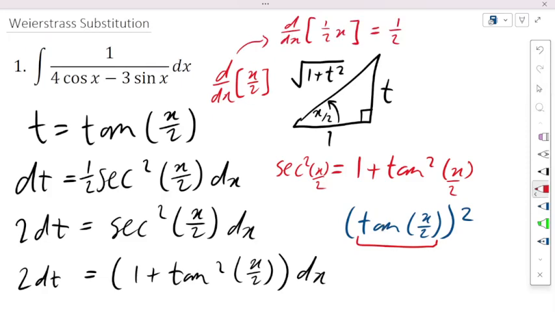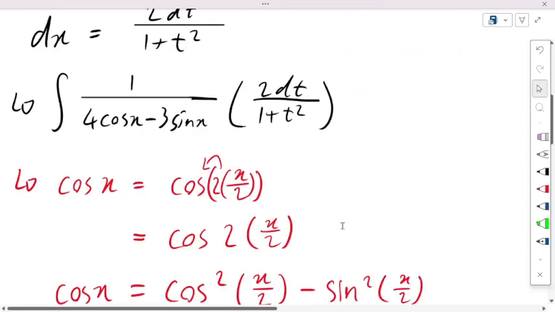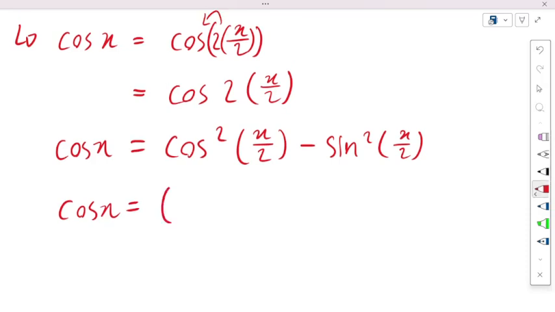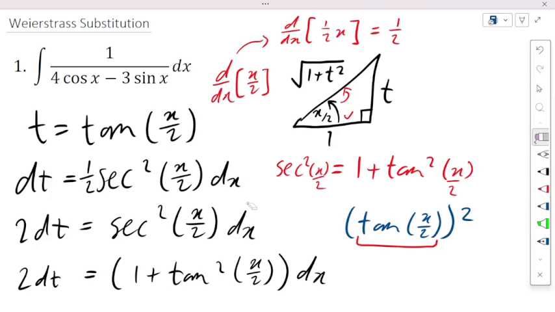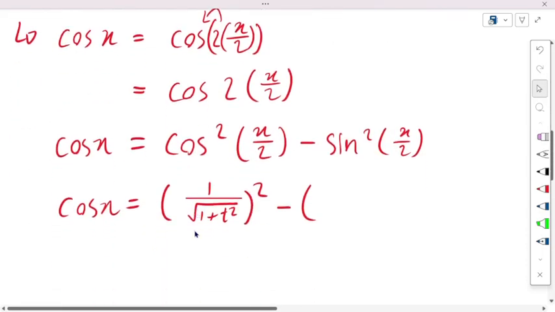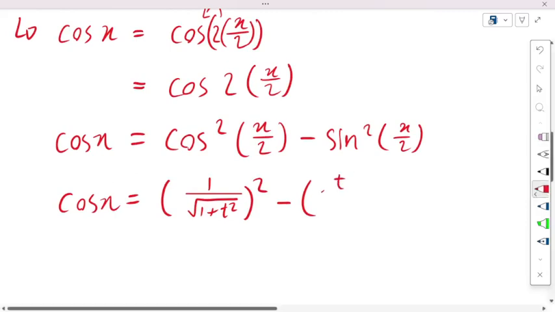So here, for cosine, we're going to use the adjacent over the hypotenuse, which is 1 over root 1 plus t squared. But remember, we're squaring it. So it's going to be 1 divided by root 1 plus t squared, all squared, minus the sine version, which is where we use the opposite. So the opposite over the hypotenuse, which is t over root 1 plus t squared, all squared. Okay, remember that's the square that we have.